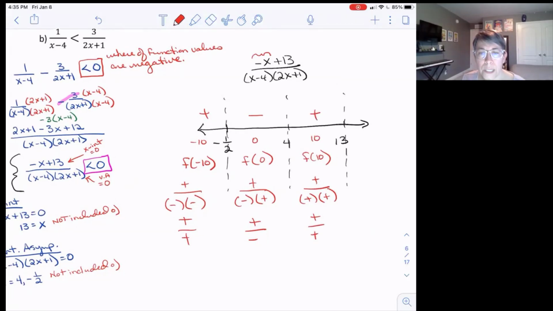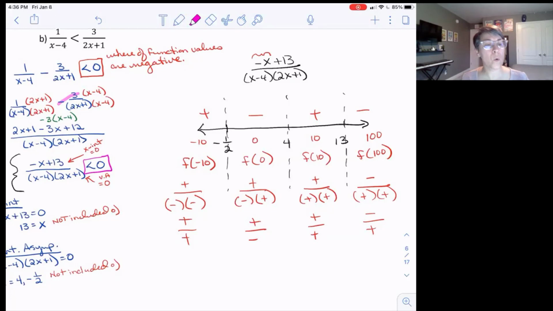And to the right of 13, we can choose 100, f of 100. Remember, it's the opposite of x. So that's a negative 100 plus 13. So that's going to give us a negative number on top. 100 minus 4 is positive. 200 plus 1 is positive. So that's a negative over a positive, which will give us a negative number.